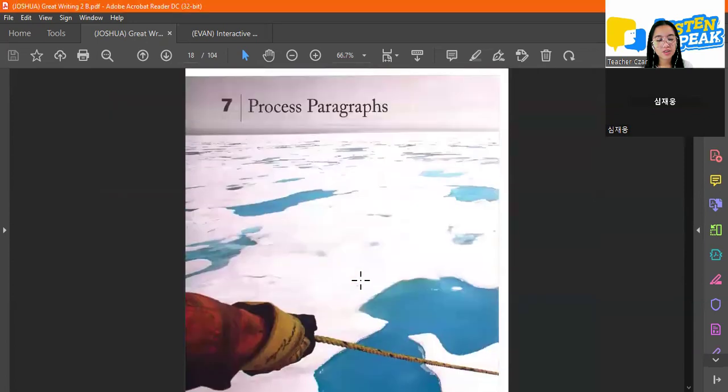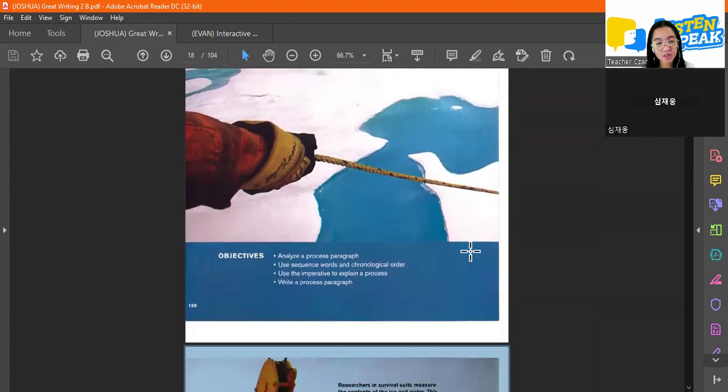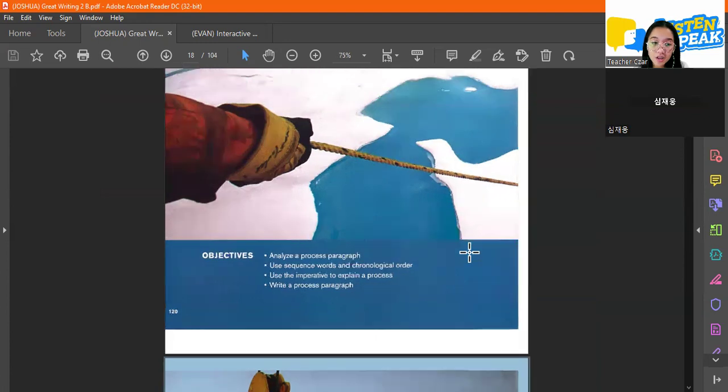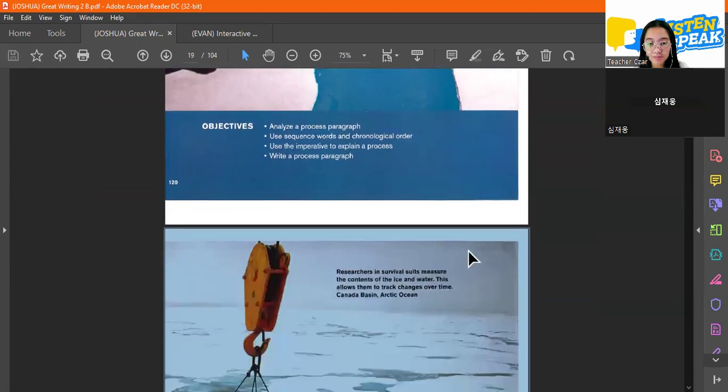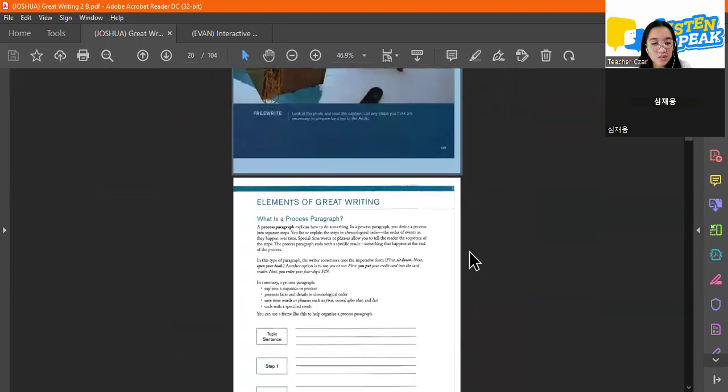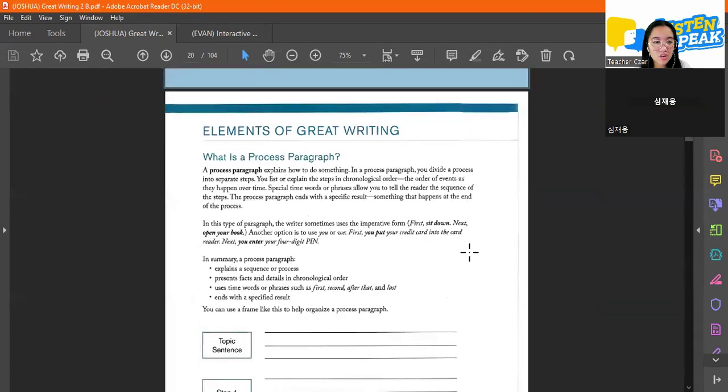Yes. So here is chapter 7 of your book about process paragraphs. In this one, you have the objective where you need to analyze the process paragraph, use sequence words and chronological order, use the imperative to explain a process, and write the process in paragraphs. So now let's try to have this one. Here are the elements of great writing.